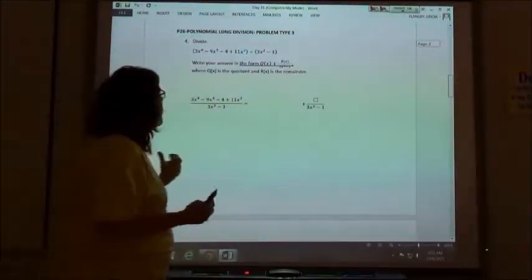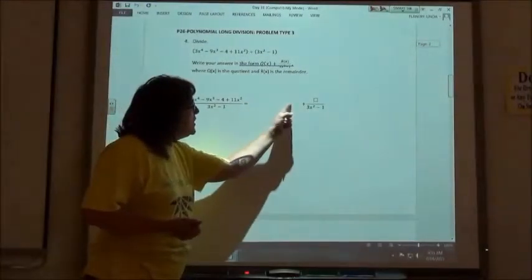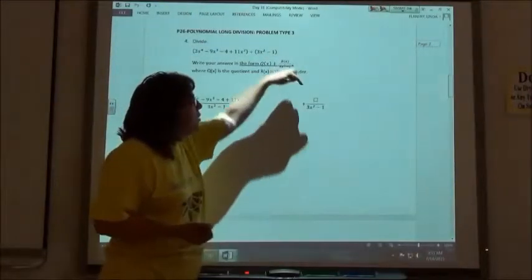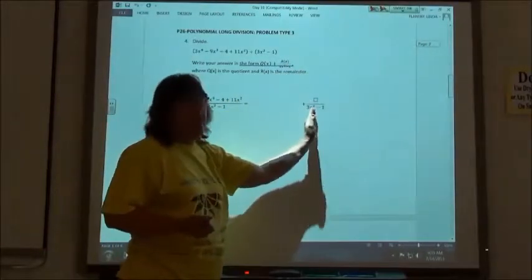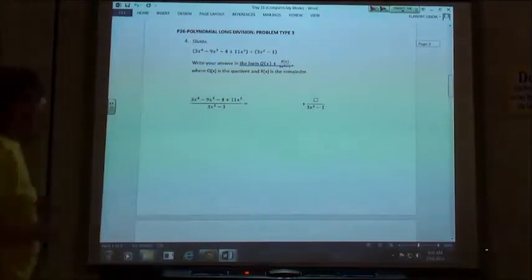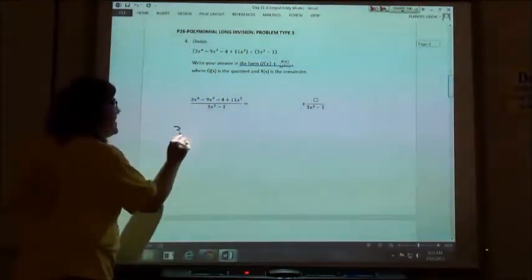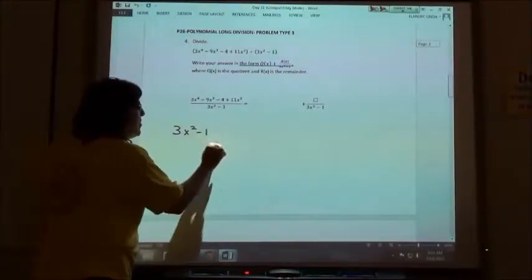This time they're going to have our answer in a different form. Your quotient is going to go in front. Your remainder goes on top of the divisor, like you would have when you did long division back in 3rd grade. So I'm going to take 3x squared minus 1.